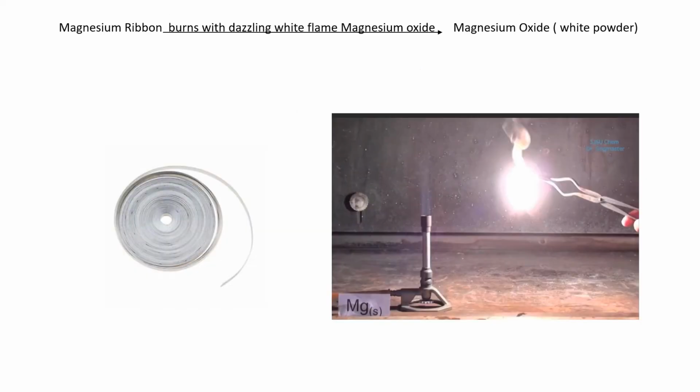So this is the magnesium strip, and if you take this magnesium strip and burn it using this Bunsen burner, you get a white dazzling light, and the residue is white powder. The white powder is nothing but your magnesium oxide. So what has happened here? The magnesium ribbon has burned in the presence of oxygen to give magnesium oxide.